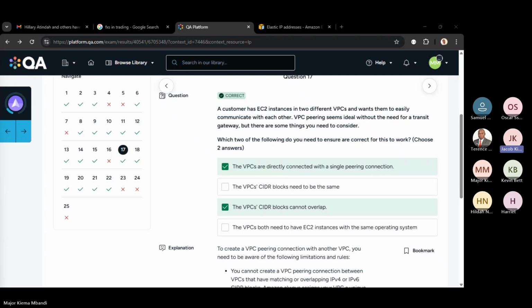cannot overlap. I think maybe just something to add here: I think there was a question we failed because of the wording of CIDR block ranges, where we chose it thinking it's the same. So I think we should differentiate between the ranges and the CIDR blocks. Yeah, very correct. Thank you.